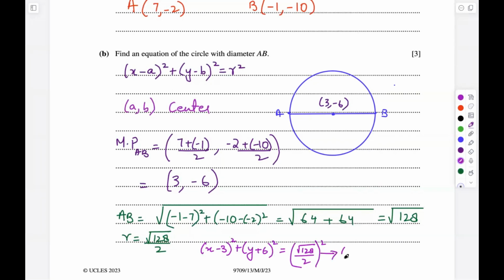So we can finally write the equation as (x minus 3) whole squared plus (y plus 6) whole squared equals 128 divided by 4, so that will be equal to 32. So the final equation will be (x minus 3) whole squared plus (y plus 6) whole squared equals positive 32.